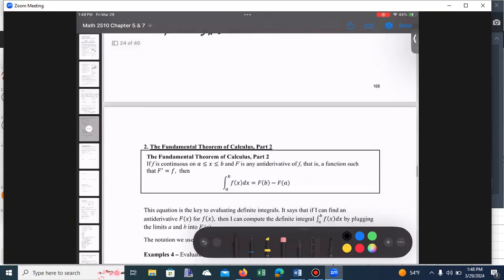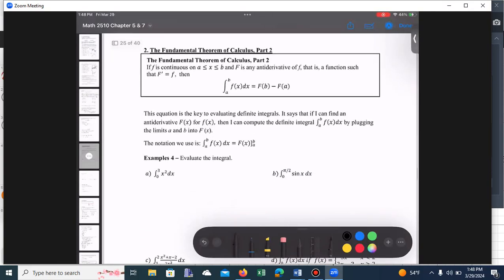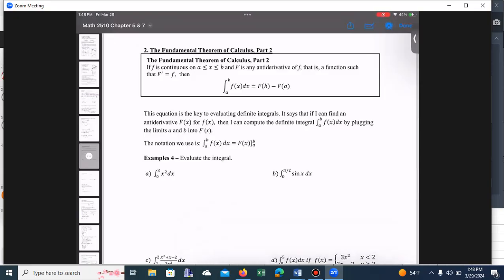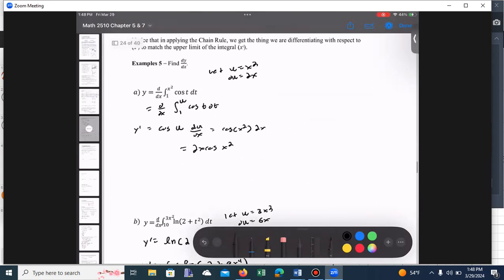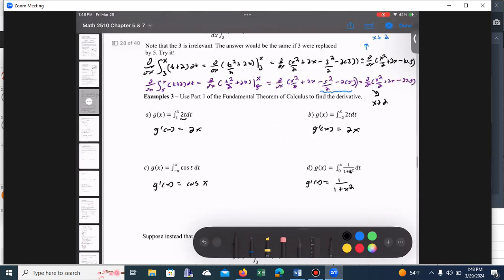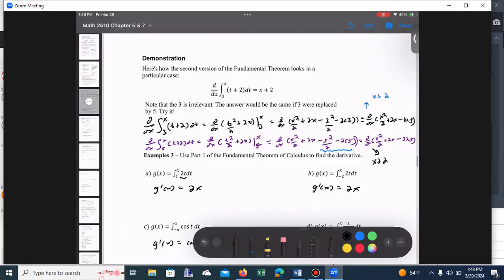Alright, so now we covered the fundamental theorem of calculus part 1. Now let's look at part 2, and part 2 is really how we apply this theorem. I did it back here when I evaluated that integral to show it.